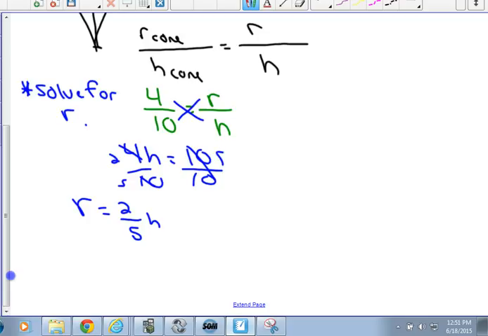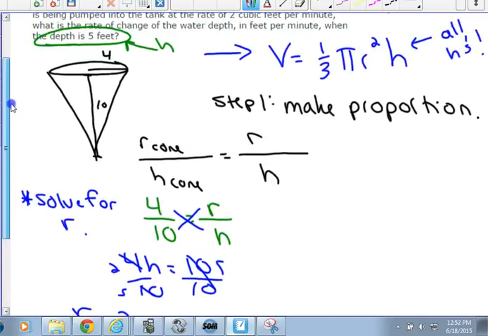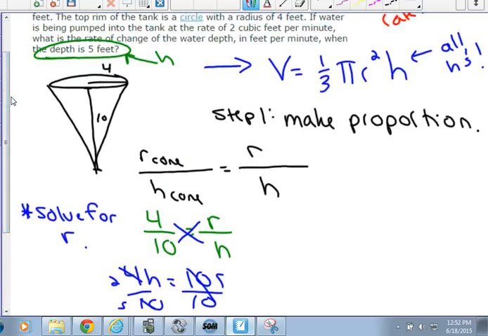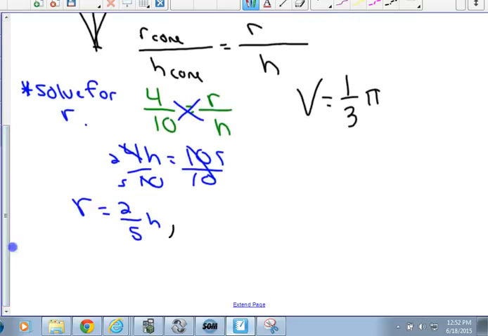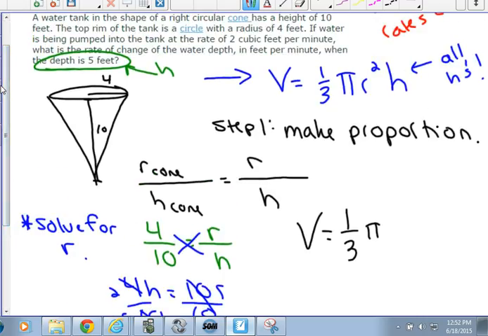By doing this, we can now use our volume. If it were asking for the radius, you would have to solve for H. Exactly, and like I said, I'm trying to do the same type that you're getting tomorrow, so it'll look very similar to this. Okay, let's use our volume now. We have 1/3 pi, and instead of R squared, we're going to put in (2/5 H) squared, times H.